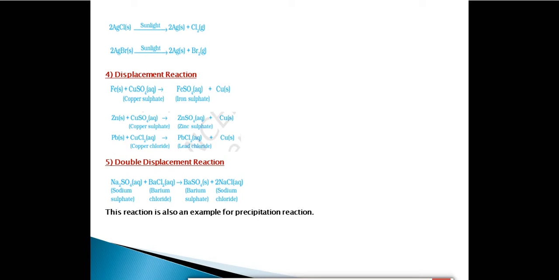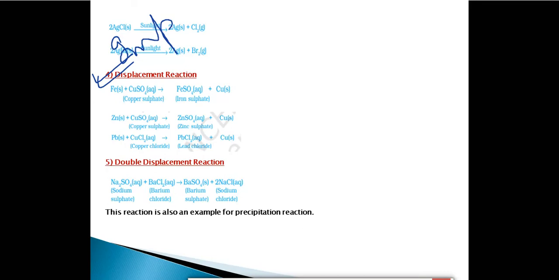Next type of reaction is displacement reaction. This is also a very important reaction. In the model question paper also this reaction was asked. Different types of questions can be asked from here. What is displacement reaction? Give one example. They will give you an example of displacement reaction and you have to say which type of reaction it is and why it is a displacement reaction. That also you have to say.